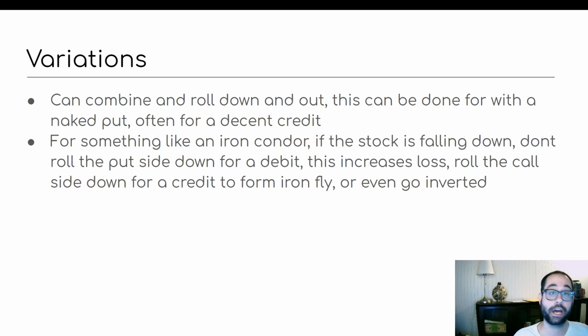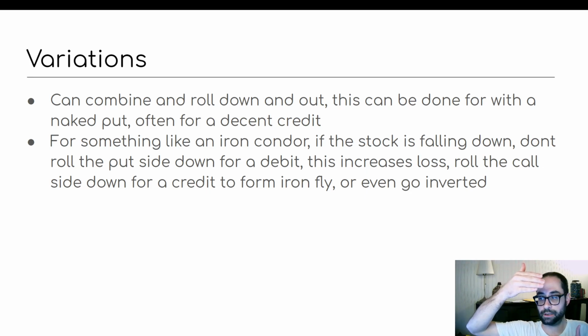For something like an iron condor, which obviously is a combination of a short put spread and a short call spread, what you want to do is, if the stock is falling down and it's pressuring your put spread, so maybe it drops through your sold put leg, then instead of rolling the put side down, which would actually cost a debit and increase your losses, you want to roll the call side down. And then if you do it that way, you're actually reducing your exposure on that position. So you're going to collect a credit for rolling the call side down.